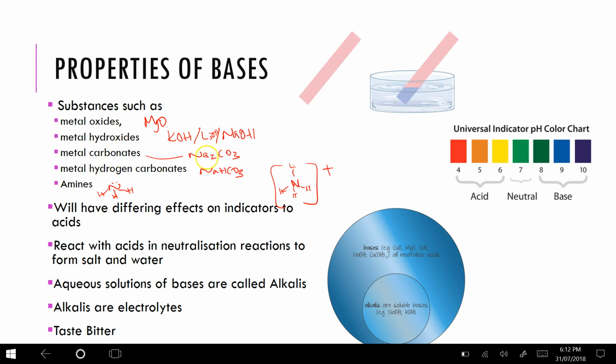Metal carbonates break down, we get CO3, and you may remember that when these react with an acid, we get salt plus water plus CO2 gas. The same goes for our hydrogen carbonates. Amines can accept a proton by forming an NH4+ or NH3+ if it started out as NH2. These have differing effects on indicators than what acids do. Whereas an acid with universal indicator below 7 goes into the reds and oranges, when we're doing a base, we go up into the blues and purples. And then neutral is usually around 7 and it's green.